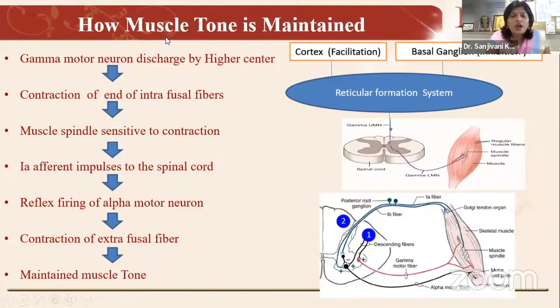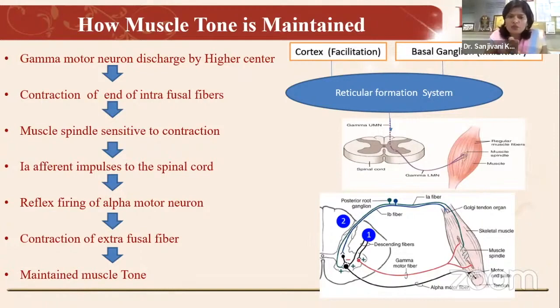Next is how muscle tone is maintained. Here, as we saw, there are intrafusal fibers and extrafusal fibers, with sensory and motor fibers. The gamma motor neuron discharges from the higher center, that we know. Because of that, contraction of the ends of the intrafusal fiber makes the muscle spindle sensitive to contraction. Then the A fiber sends impulses to the spinal cord, and then there is reflex firing of the alpha motor neuron. That gives contraction of the extrafusal fiber, and that maintains your muscle tone.